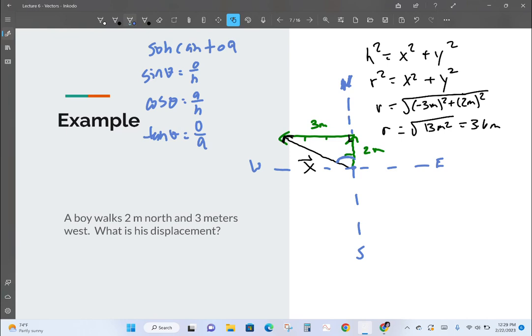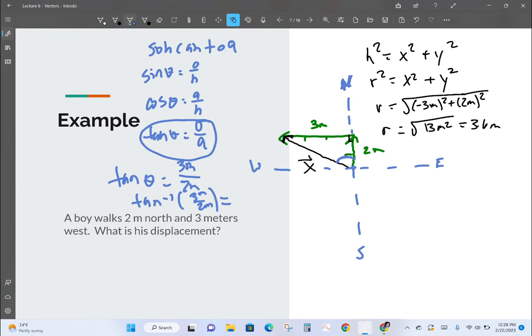Well, I have the adjacent and the opposite side, so I'm going to want to use tan, right? So tan theta of the opposite side, 3 meters, to 2 meters, the adjacent side, is going to give me a decimal. And once I find that decimal, I'm going to take the inverse tan on my calculator. I'm going to make sure that I'm in degree mode.